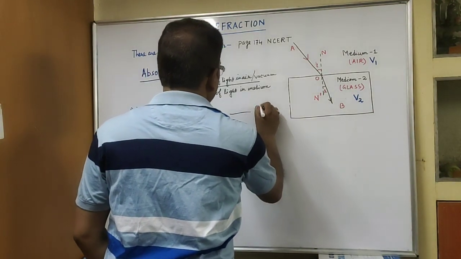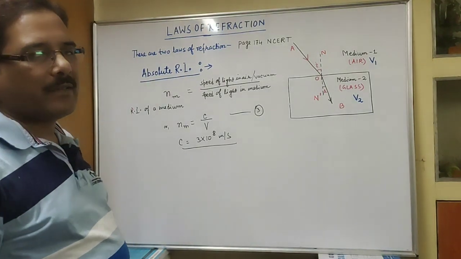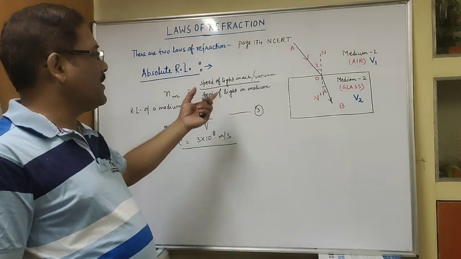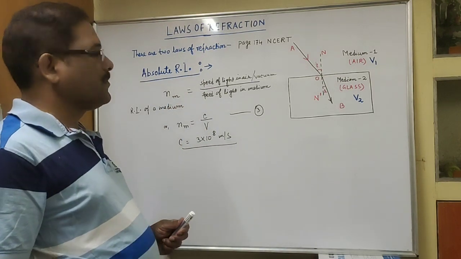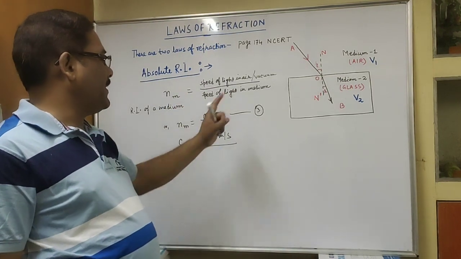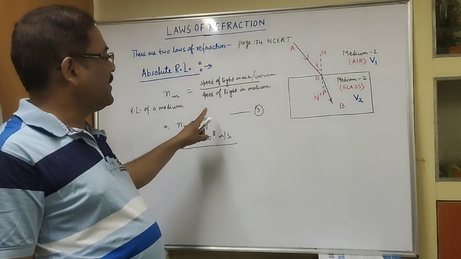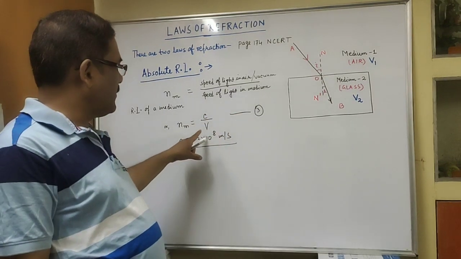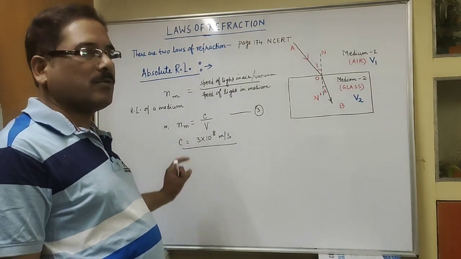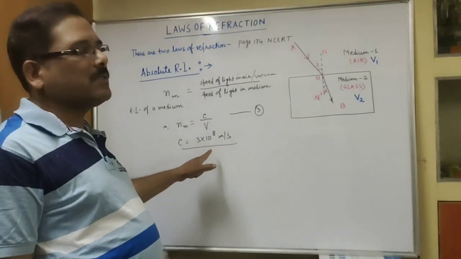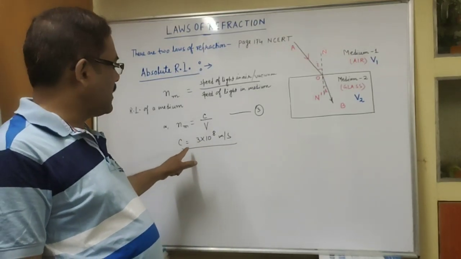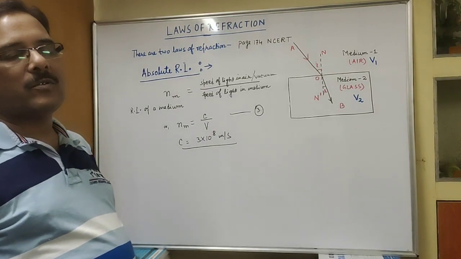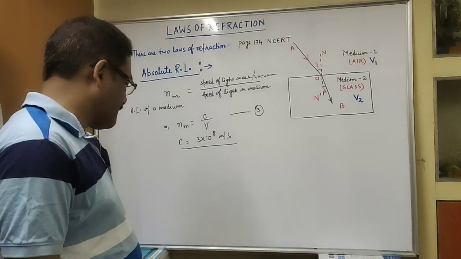So this is equation 3: the refractive index of a medium is equal to the ratio of the speed of light in air or vacuum by the speed of light in the medium. If we represent the speed of light in air by letter C and the speed of light in the medium by letter V, then we can write Nm is equal to C by V, and C is always fixed. You must remember that the speed of light in air or in vacuum is 3 into 10 to the power 8 meter per second.